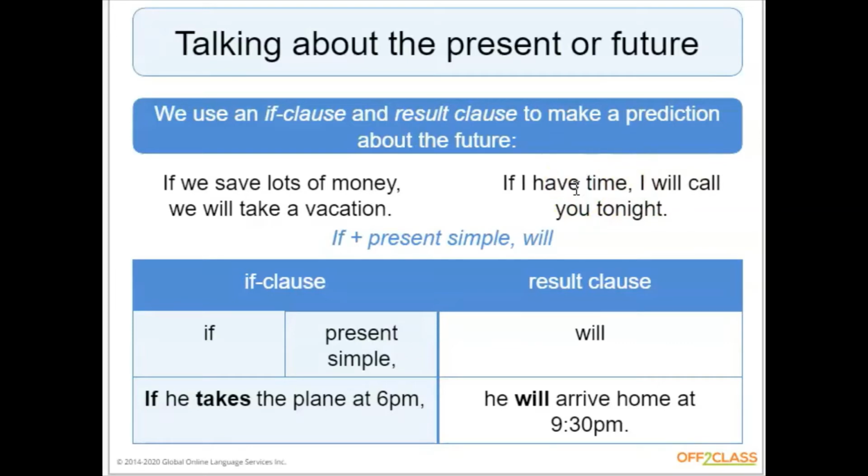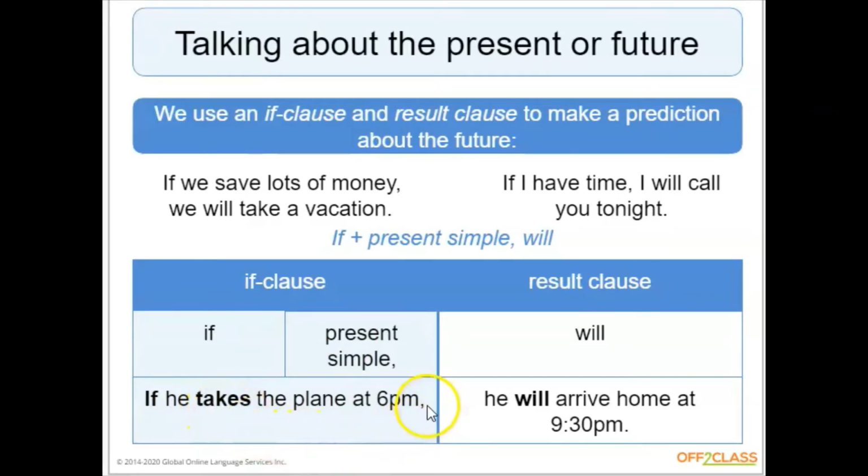So the structure for this is if plus the present simple, comma, and then will plus the verb in the base form. So for example, we've got if he takes the plane at 6 p.m., so that's if plus the present simple.